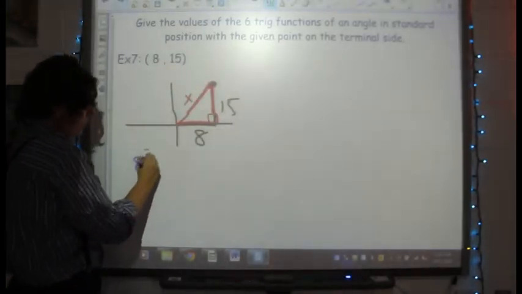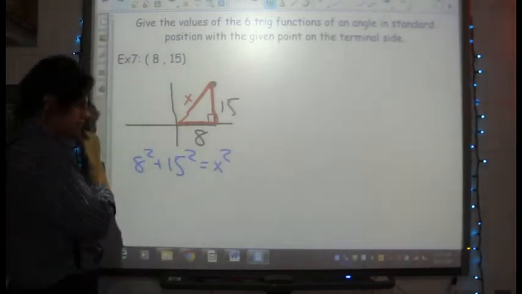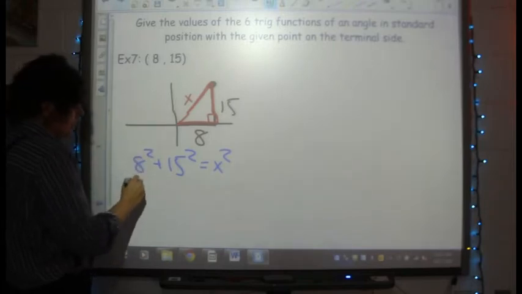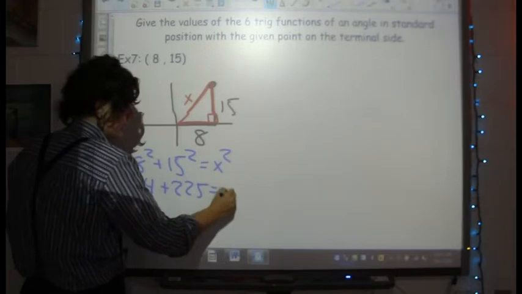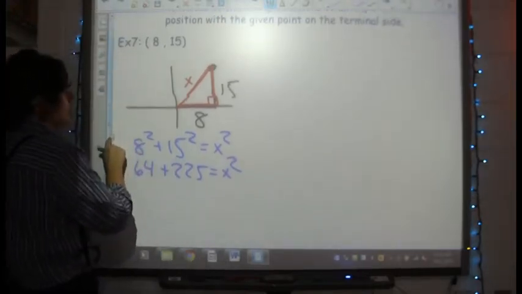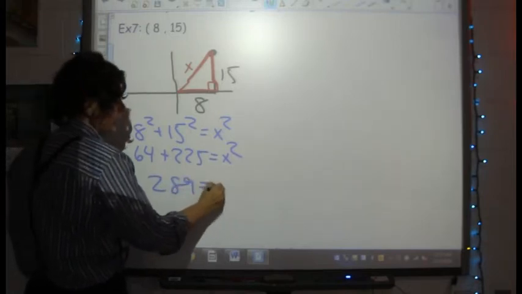So I have 8 squared plus 15 squared equals x squared, and you can call it c squared if you like. Totally up to you there. 8 squared is 64. 15 squared is 225 equals x squared. All right, scroll up here. Add them up, that gives me 289 equals x squared.